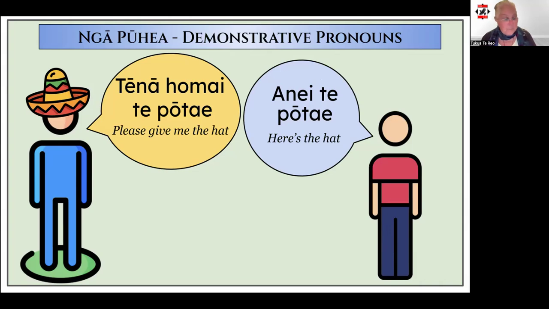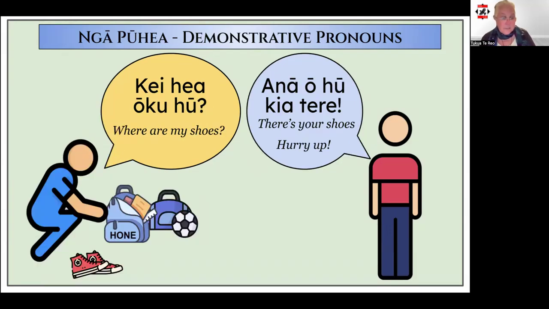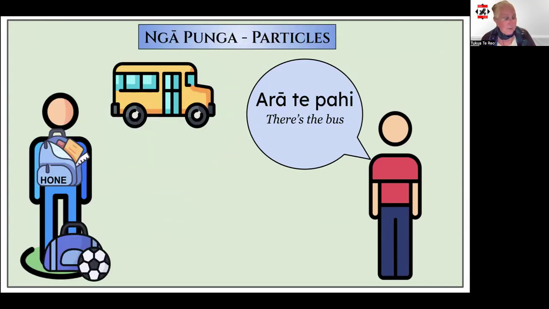Here's another example. Let's say Hone is getting ready for school and he's looking for his shoes. Pio is getting impatient and wants Hone to hurry up, put his shoes on, so that they can get going. He might want to say something like, ana o hu, kia tere, hurry up. One more example. So now Hone's off to school and there's the bus. Ara te pahi. Pio uses ara because the thing he's referring to is away from the one speaking and the one being spoken to. There's the bus over there.